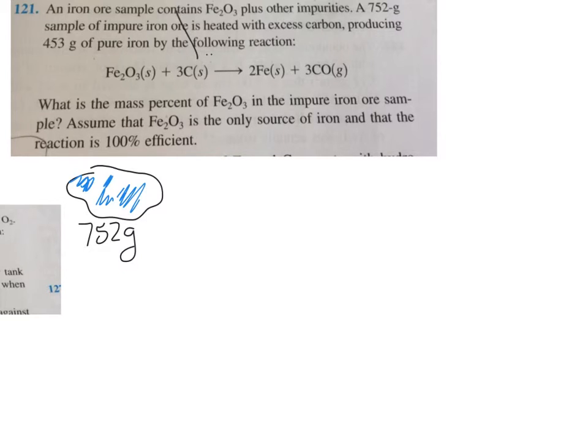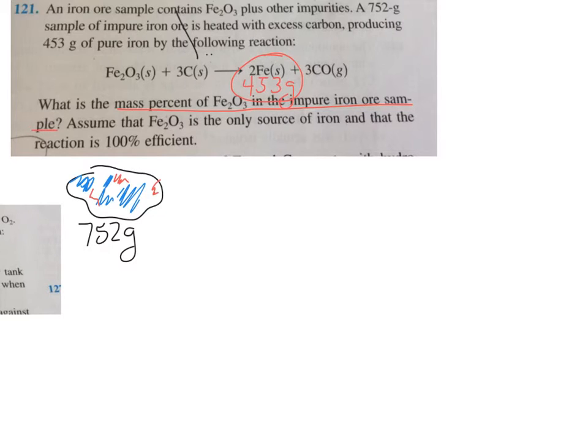It says that an iron ore sample contains iron oxide plus other impurities. So there's other things in this rock that's not the iron oxide. When it's heated with excess carbon, it produces 453 grams of pure iron. So this is what's given. We're given that number. What is the mass percent of iron oxide in the impure iron sample? So the question is, what is the mass percent in this hunk of rock that's iron oxide? So how would I answer that question?